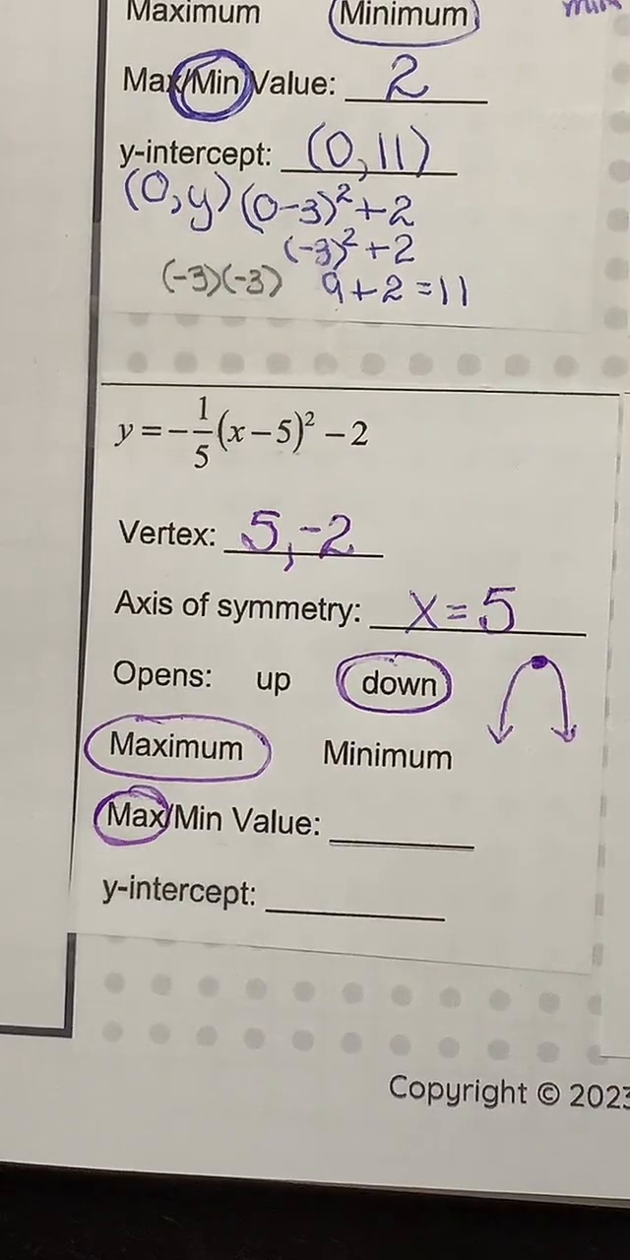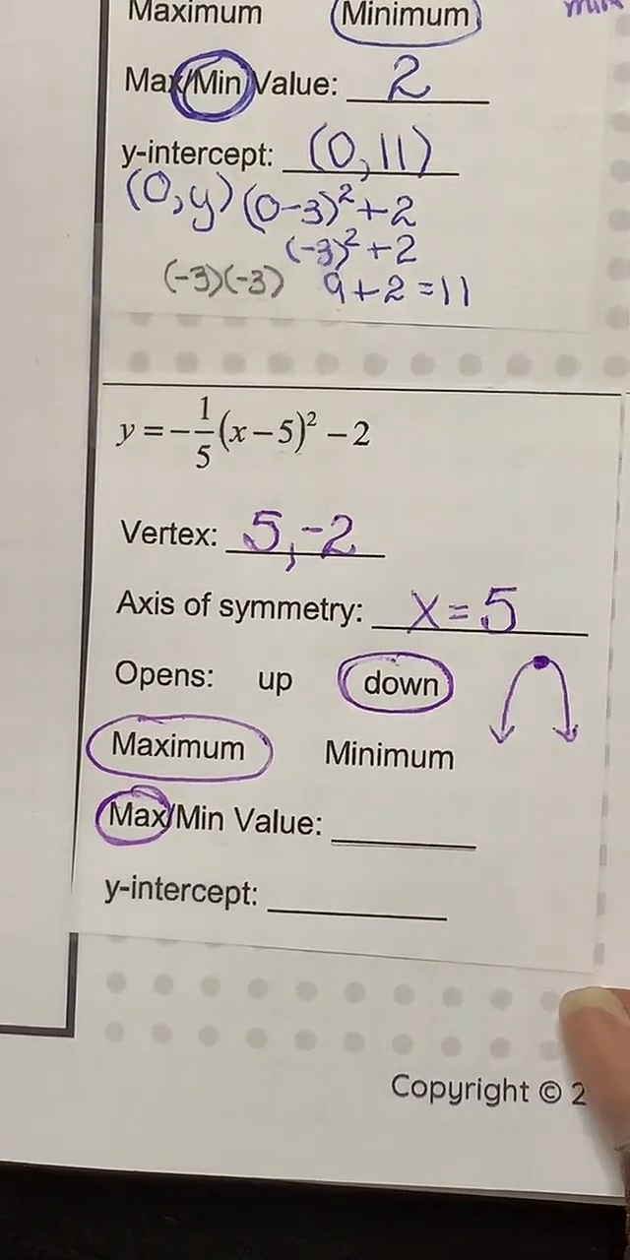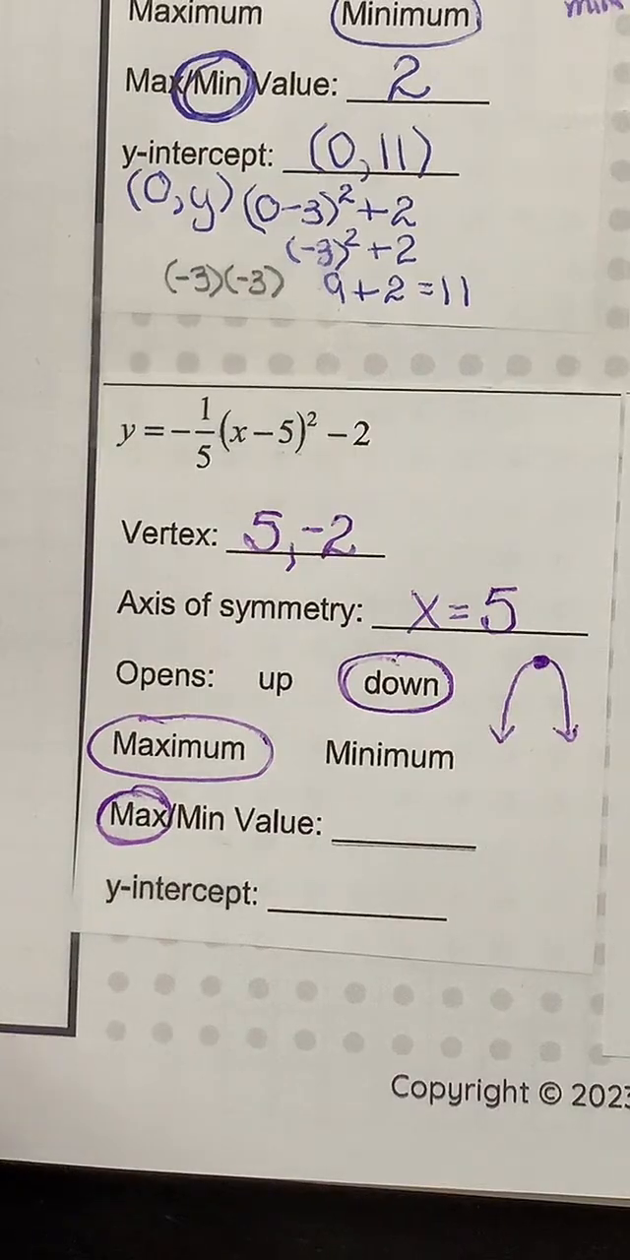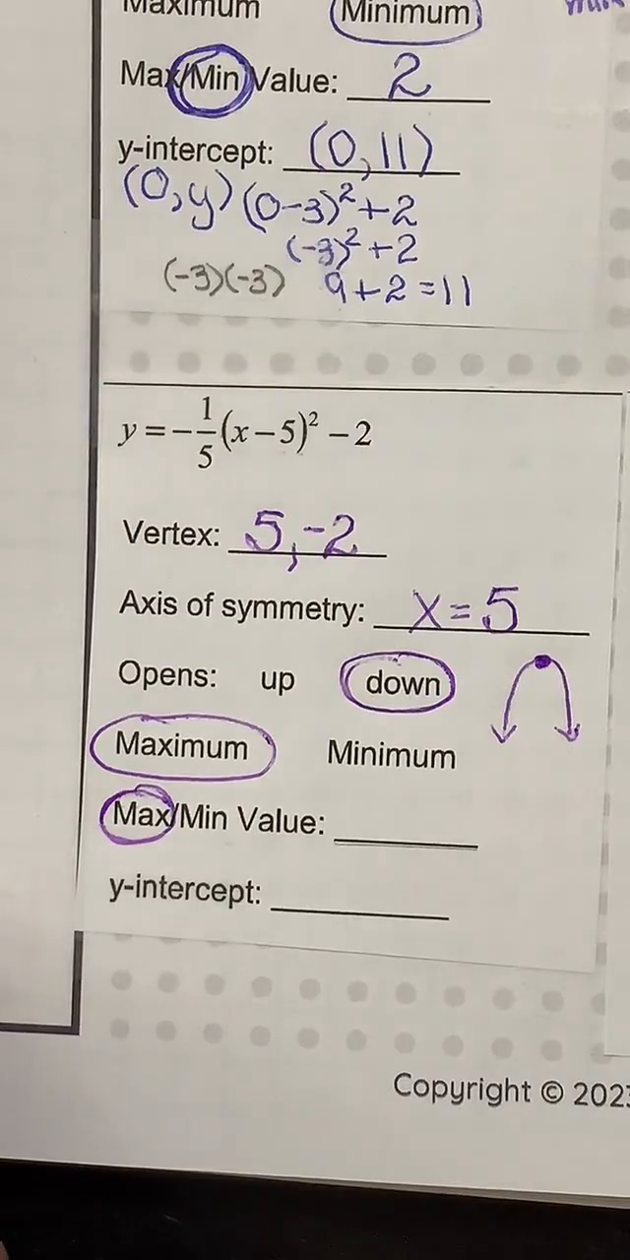Good. What will be this top y? What do you think? Where can you find that information? Where can we find this information at?